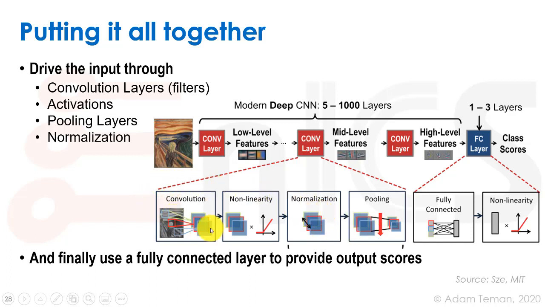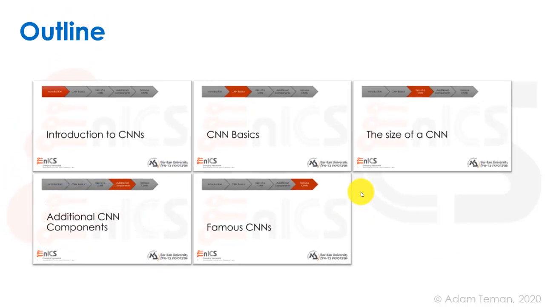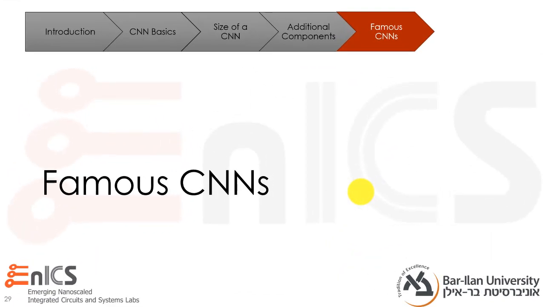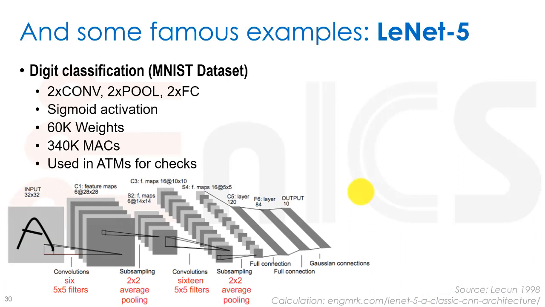So this could be the buildup of a certain convolutional layer, as we'll see in a minute in the examples that we're going to show. Finally, usually we have a fully connected layer, and the fully connected layer is also followed by an activation. Looking at that, now we can go into some famous CNNs, and we can also understand what the sizes are and what all the components are.